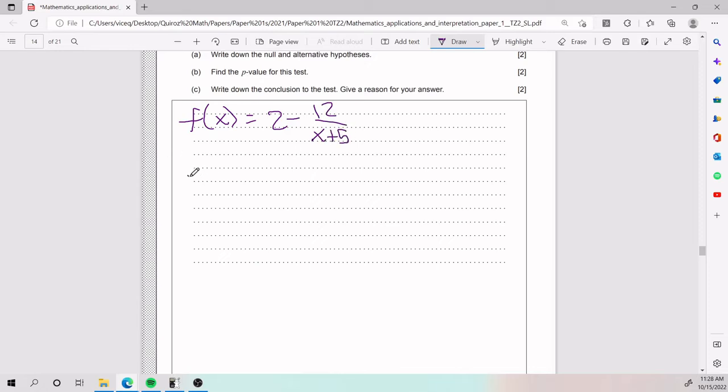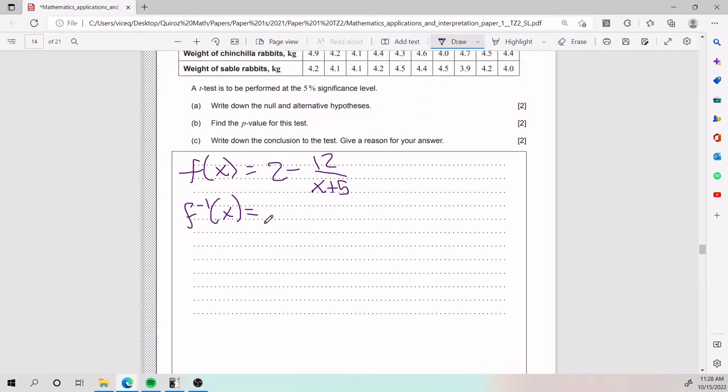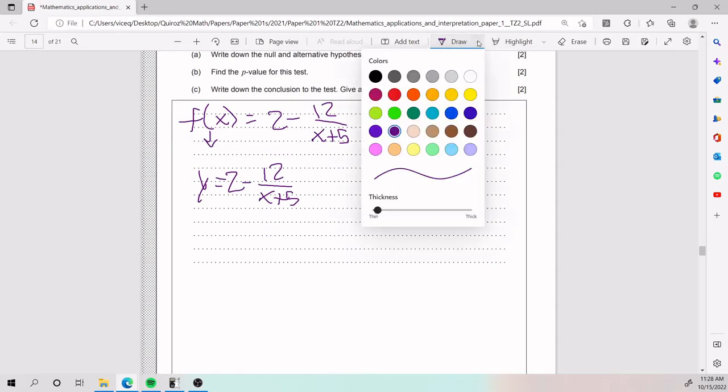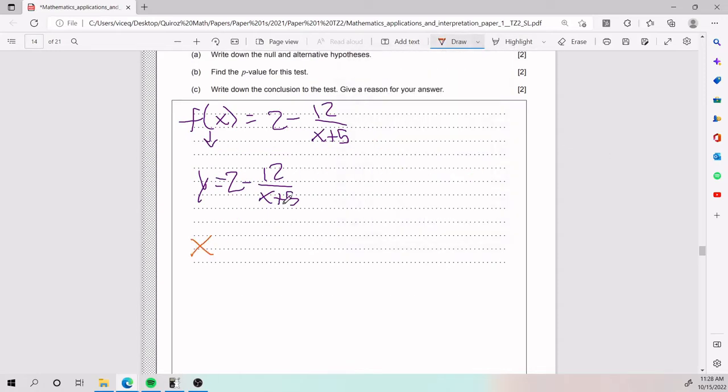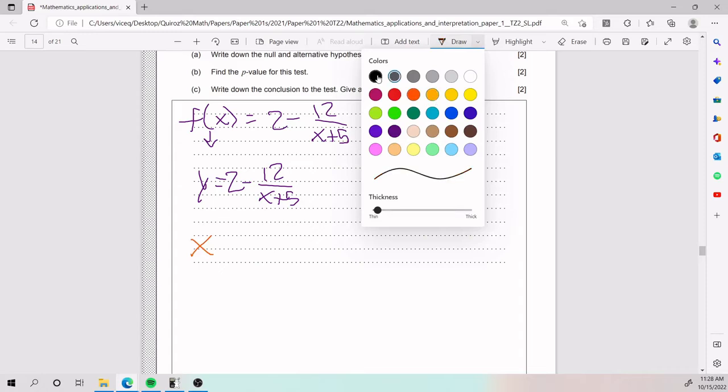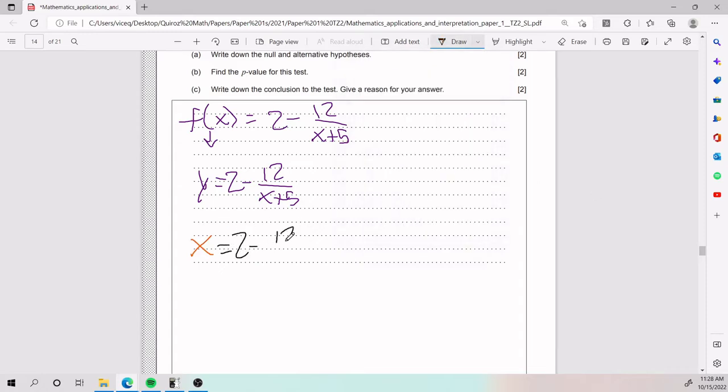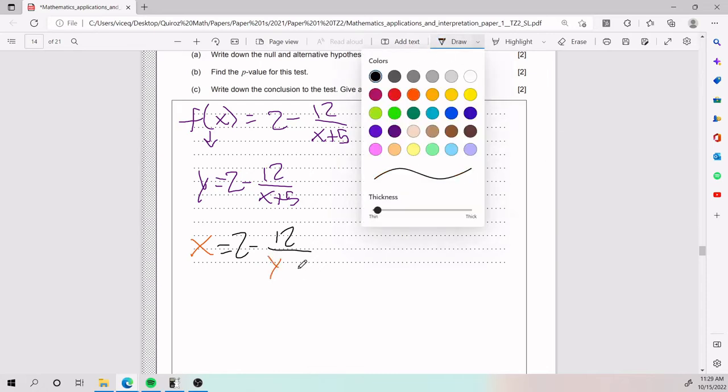So if we need to find the inverse function, the best way that I can explain it is that your x and y are flipped. And so to find the inverse function, the most intuitive way, I think, is saying, okay, I'm going to plug in y for this. And now I'm going to flip my x and my y. It'll look a little bit like this. I will have x on this side equals 2 minus 12 divided by y plus 5.